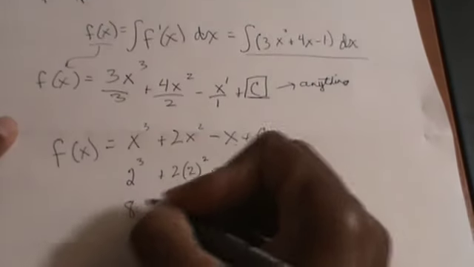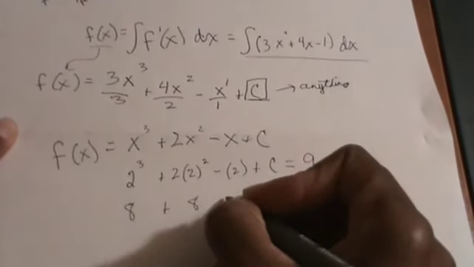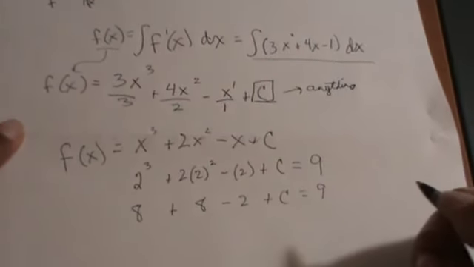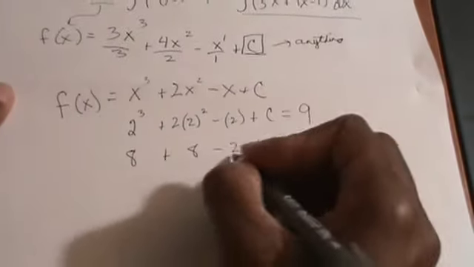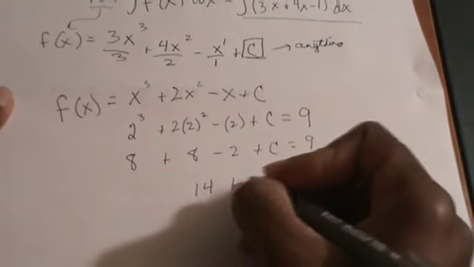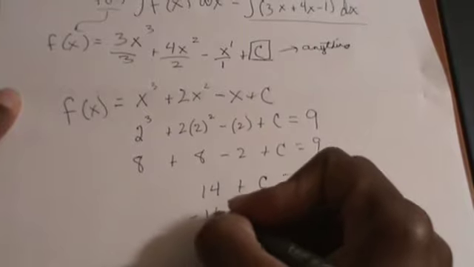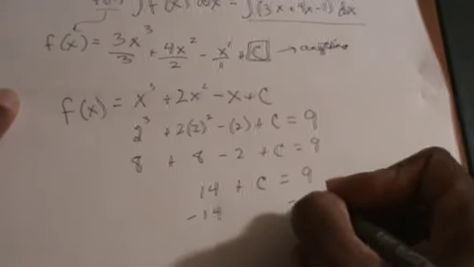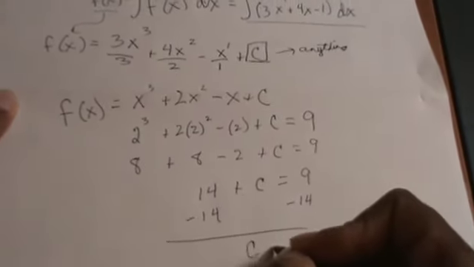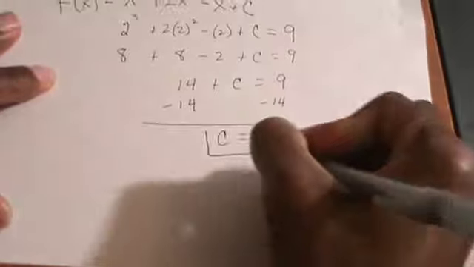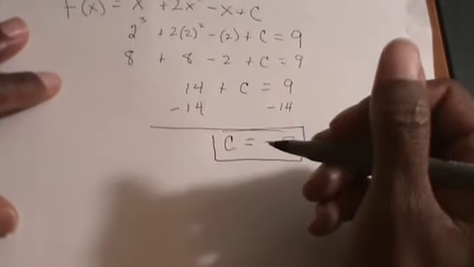So let's see, 8 plus 8 minus 2 plus C equals 9. Let's see, 16, 14 plus C equals 9. Subtract 14, subtract 14, tells you C equals -5. It's magic. All right, so I'm going to take this C value, and let me show you where I'm going to put it.